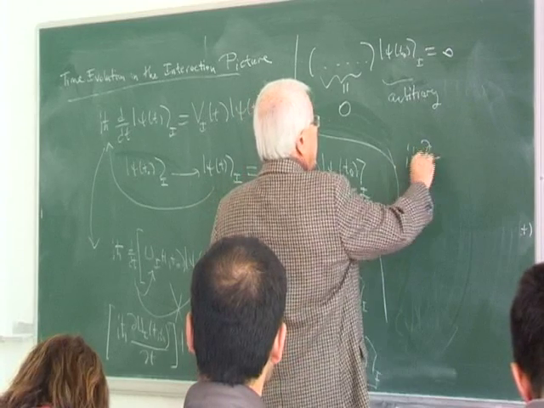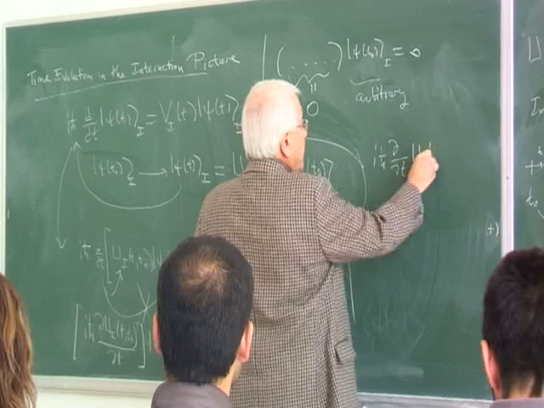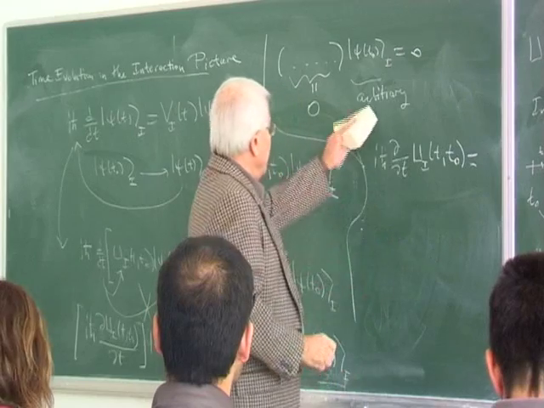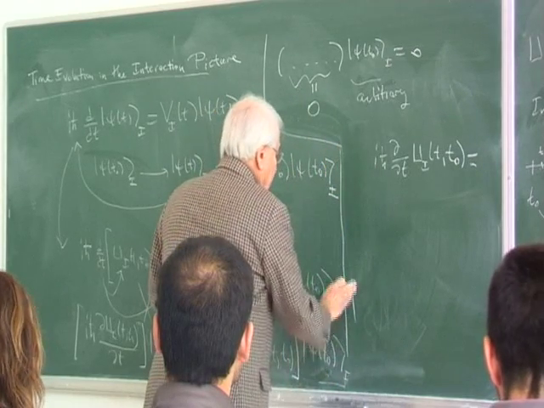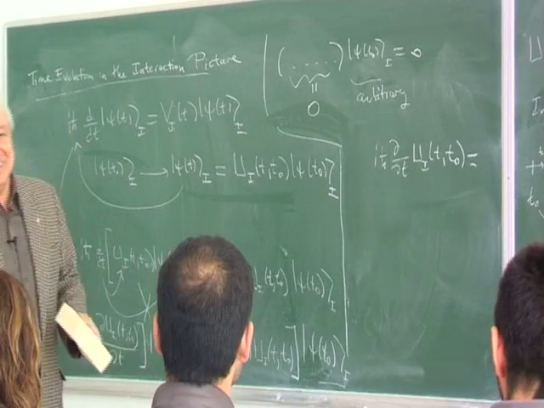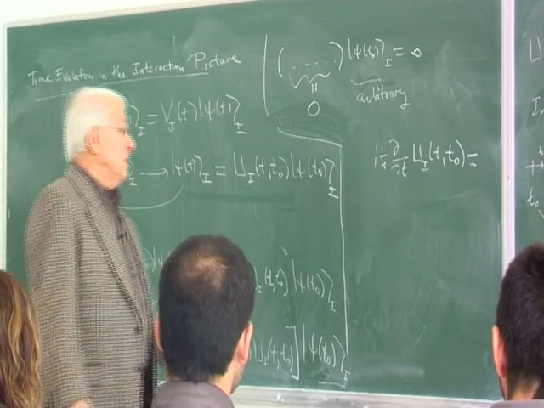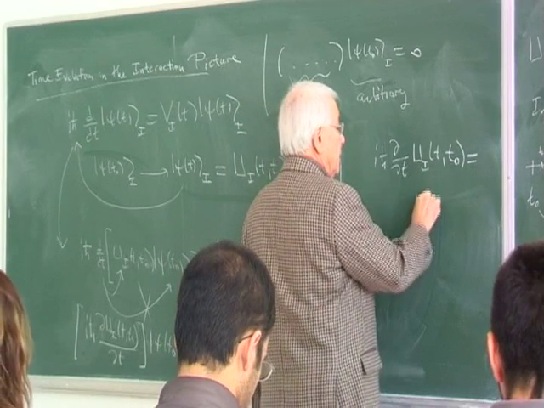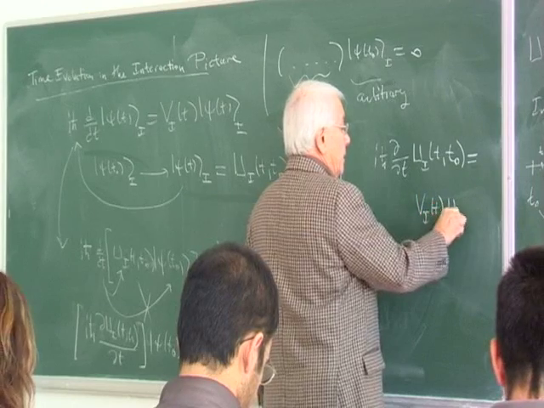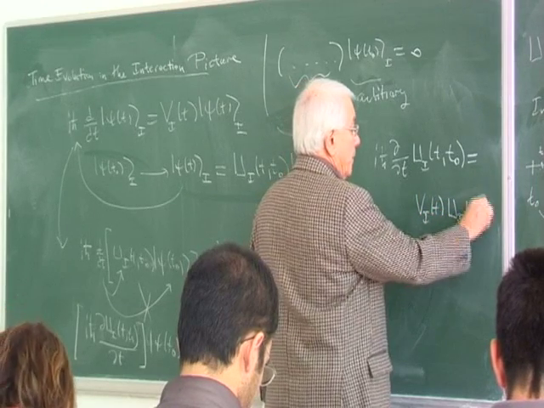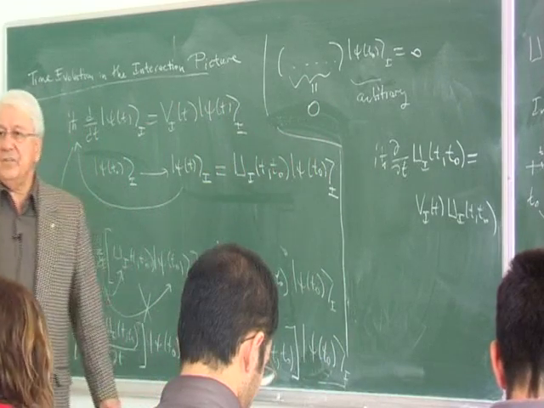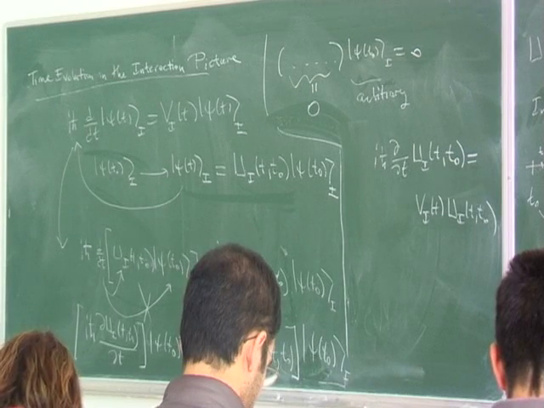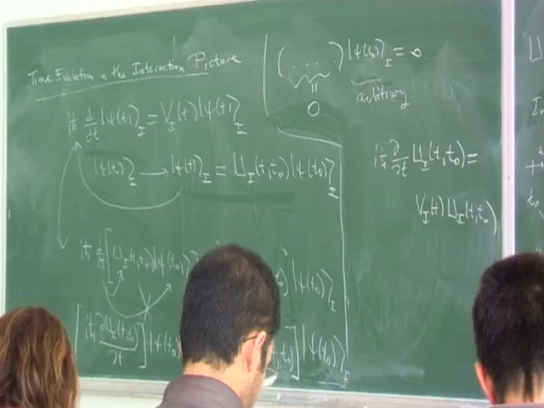iħ ∂/∂t U_I. I don't know whether you appreciate these, the emphasis I put on the difference between the straight and the partial derivatives. It's so important. So that's the reason why I put that much emphasis on it. What is the right-hand side? V_I(t) U_I(t,t0). It's a very nice equation. It said now I obtain a partial differential equation involving the U, my formal U, which carries out the time evolution for me.